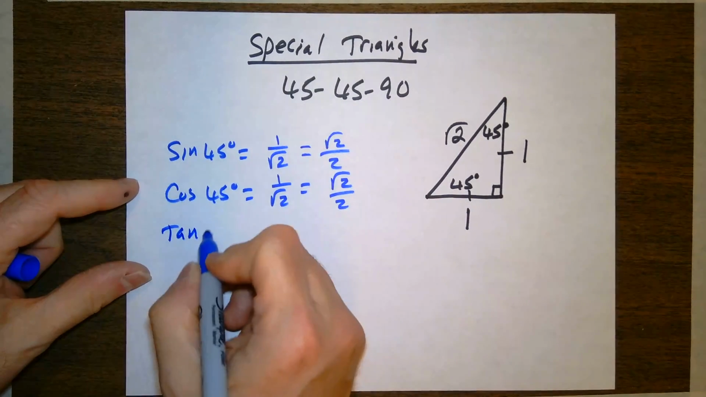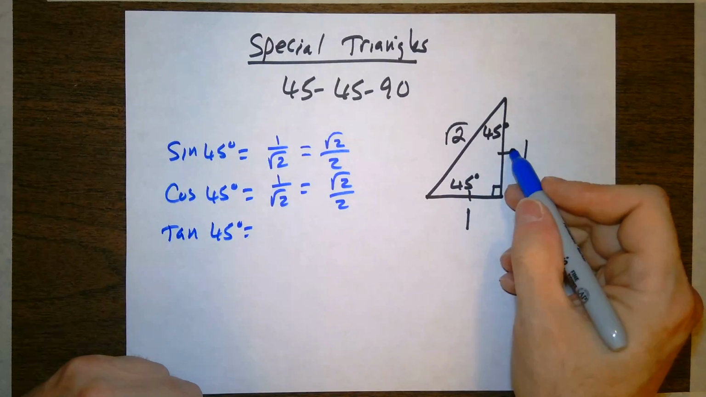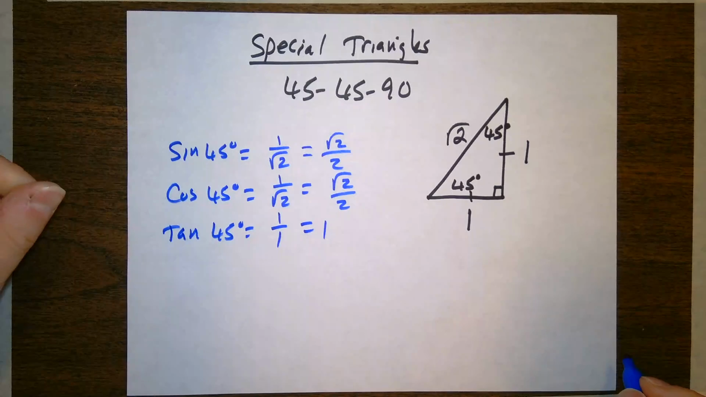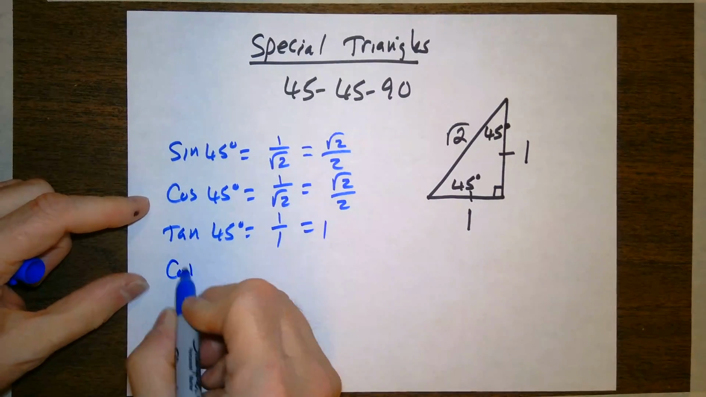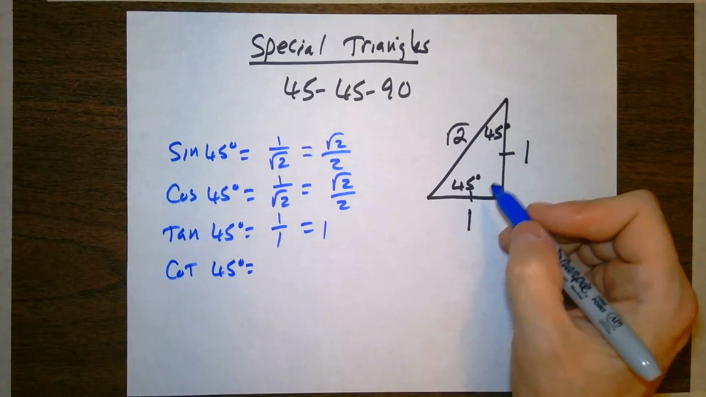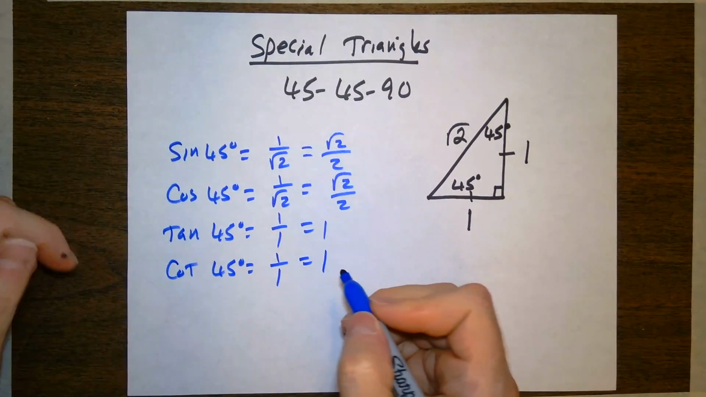Tangent of 45 degrees. The tangent ratio is opposite over adjacent, 1 over 1, so it would just be 1. The cotangent of 45 degrees would be adjacent over opposite, the inverse of this, 1 over 1, it's 1.